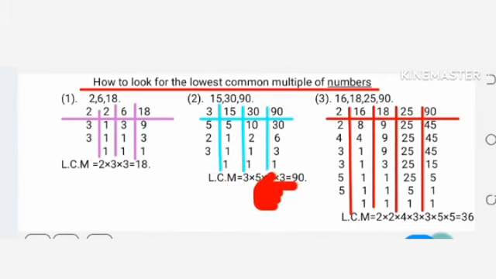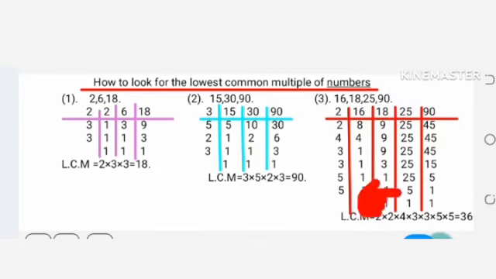This is example 3. We have 16, 18, 25 and 90. Now we put our numbers in the table. Though here we are given 4 different numbers, we are still going to use the exact same procedure to get our LCM. All we need to do is understand the way we are going to go about this whole thing.